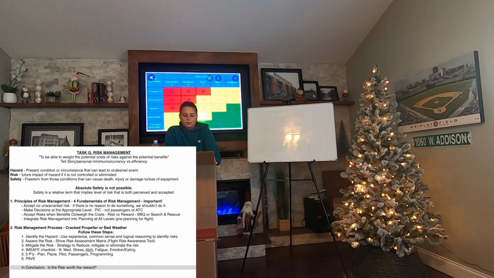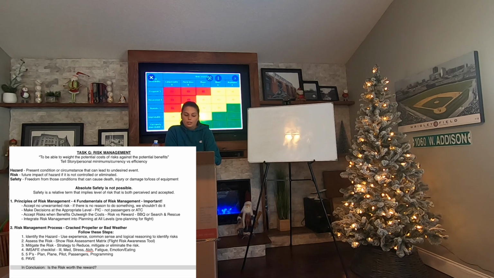Number one, principles of risk management. You want to accept no unnecessary risk. If there isn't a reason why you get from point A to point B, then why go out there and blast and try? You don't know what the risk could be until it maybe already happens to you, and it could be catastrophic even as far as death. You want to make risk decisions at an appropriate level. Obviously, as a PIC, you're the pilot in command. You're not going to allow your passengers to boss you around. You make the decisions. You are ultimately responsible for everything, not them.